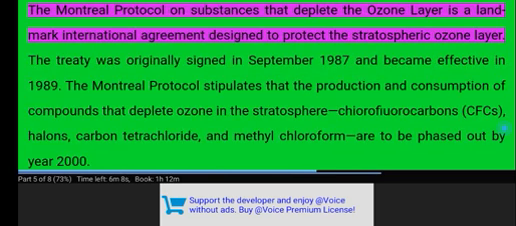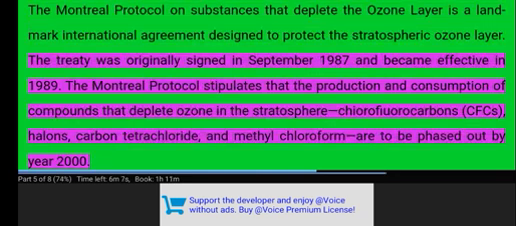Montreal Protocol. The Montreal Protocol on substances that deplete the ozone layer is a landmark international agreement designed to protect the stratospheric ozone layer. The treaty was originally signed in September 1987 and became effective in 1989. The Montreal Protocol stipulates that the production and consumption of compounds that deplete ozone in the stratosphere, chlorofluorocarbons, CFCs, halons, carbon tetrachloride, and methyl chloroform, are to be phased out by the year 2000.